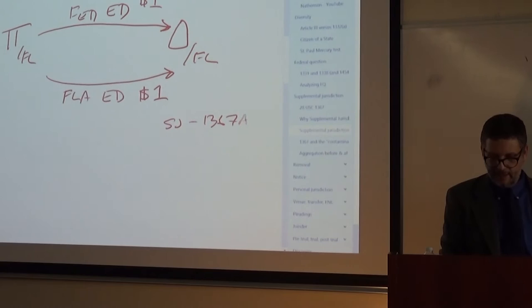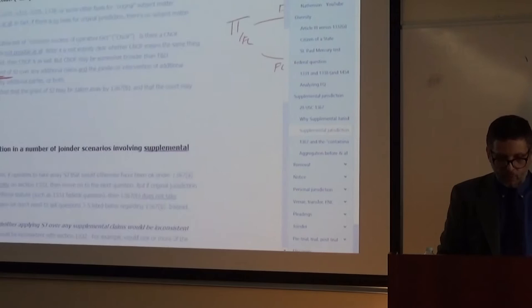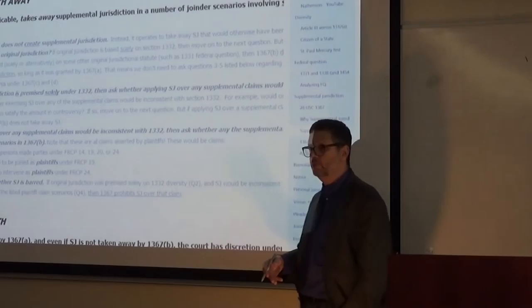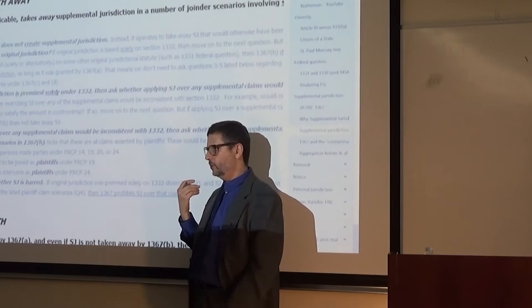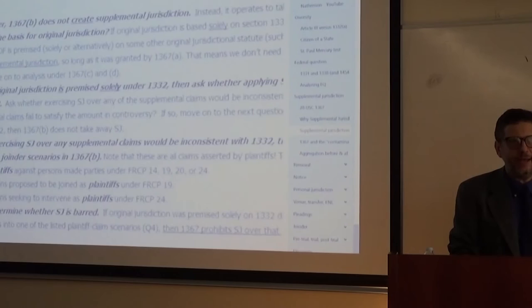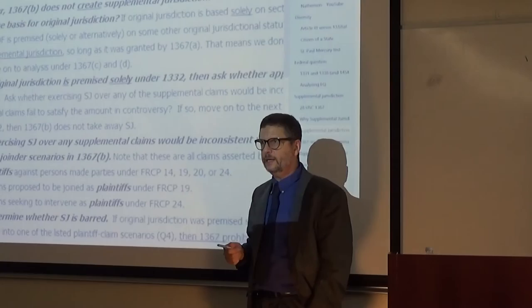Where it gets a little bit more complicated, and this is where you might be tested, is under 1367B. And my JD students, now we're studying joinder, and you're about to see a peek of why some of this stuff matters. Sometimes A will grant jurisdiction and B will take it away, right? So let's go through the analysis of B. When applicable, it'll take away supplemental jurisdiction. First, remember, Section B doesn't create, it just takes away supplemental jurisdiction.